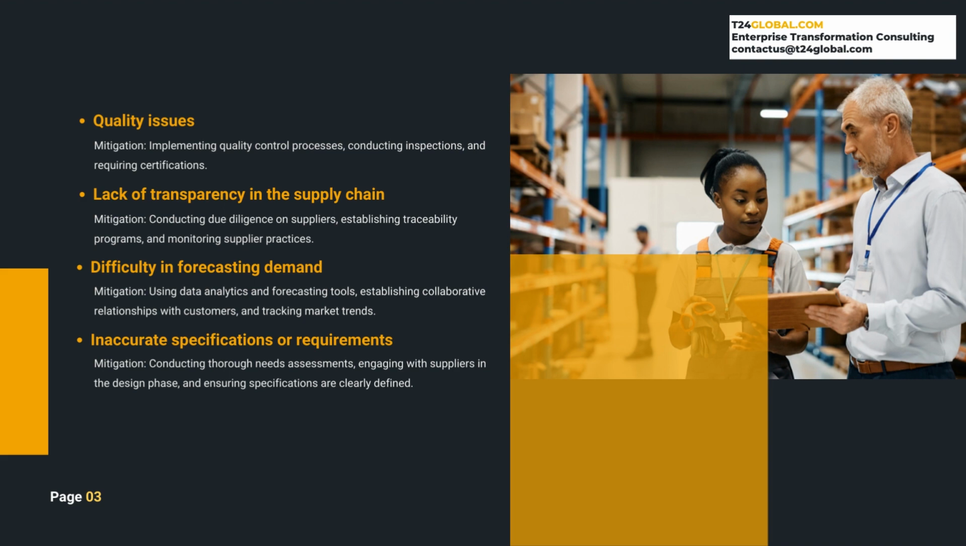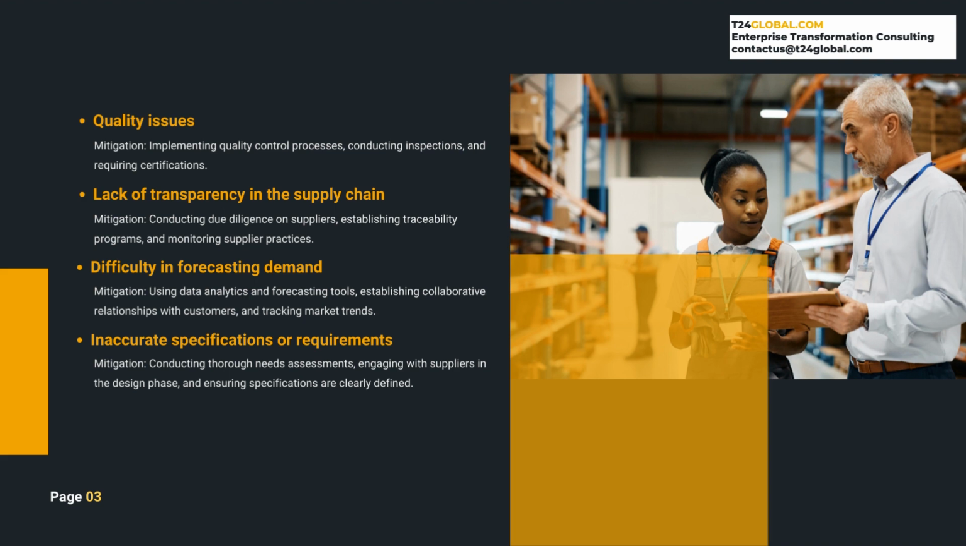The key persona involved in this process would be the quality control manager, who would be responsible for ensuring the quality of materials procured. Companies can use quality management software, such as MasterControl or EtQ, to manage quality control processes and track quality metrics. 6. Lack of transparency in the supply chain.